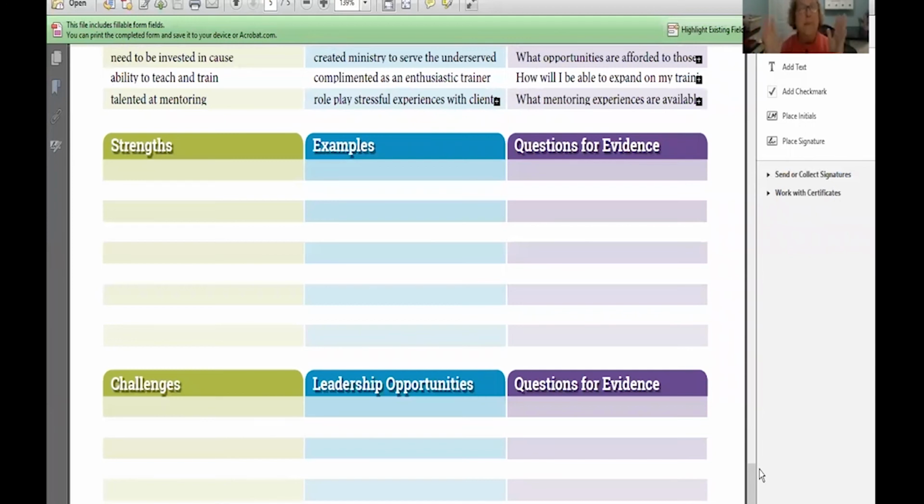So let's say I found this amazing study abroad program, and I was really interested in designing programs for international students. I was going to be an international student, and I thought someday I might want to do that for a job. I might want to work with international students. So I'd list my strengths, I'd list the examples I have so far, and then I'd list questions of evidence I'd want to ask the international programs I was investigating.